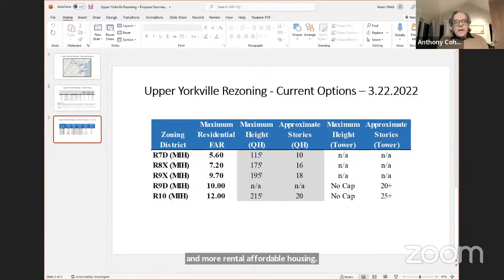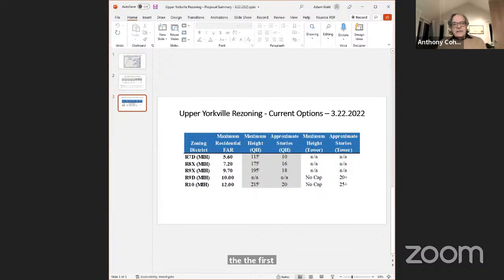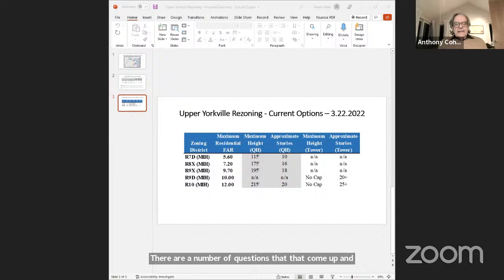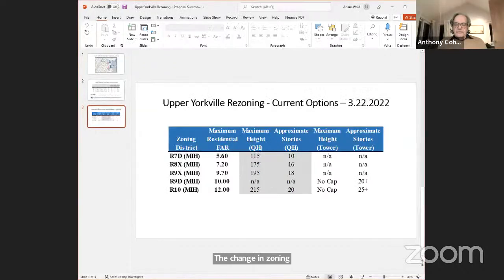Okay, thank you, Adam. I guess there are a number of questions that come up and that I'll just ask, even though we've sort of talked about it already. The change in zoning from commercial or manufacturing to residential will effectively do what in terms of allowable uses?